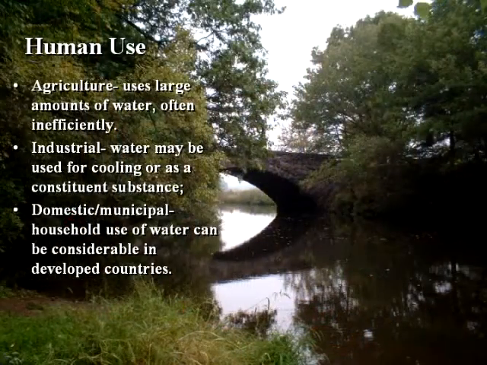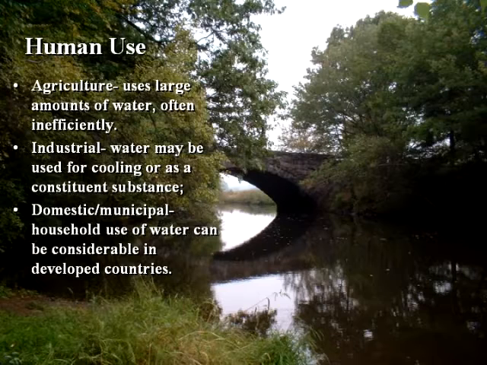So we can summarize these uses in this slide here. So human uses can be divided into agricultural, industrial, and domestic municipal kinds of uses. Notice in the background of this picture, however, that stone bridge. That's an old 19th century bridge, and it raises the issue of how long people have been associated with using water resources for things other than just drinking it.